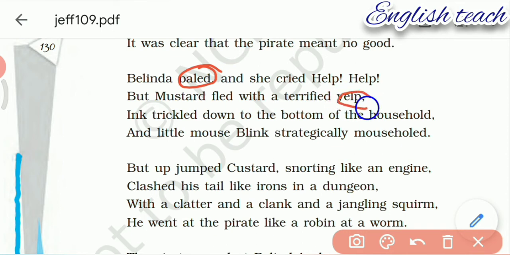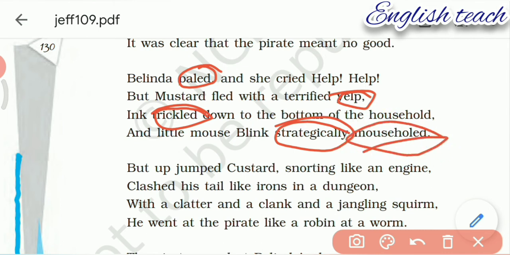Yelp. Yelp meaning is a short, sharp cry. Trickled. Trickled meaning is here, run. Strategically. Strategically meaning is planned. Mousehold meaning is here it is the hole where the mouse lives.